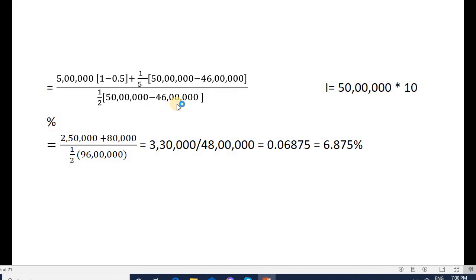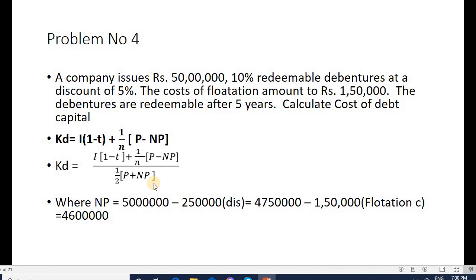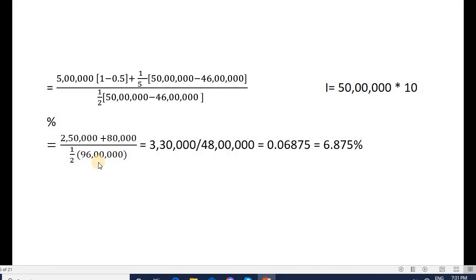Divided by 1 by 2 of P plus NP. Here we have mistakenly written minus, but it is plus: P plus NP. So 50 lakh plus 46 lakh is 96 lakh. So 2,50,000 plus 80,000 is 3,30,000 divided by half of 96 lakh, which is 48 lakh, that is 6.875%. So this is about the cost of debt when it is issued at par, premium, discount and also the cost of redeemable debentures. Thank you.